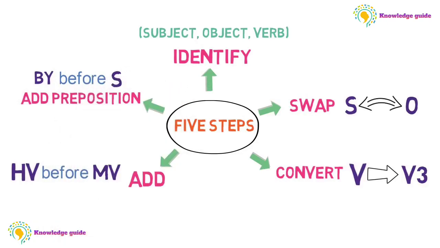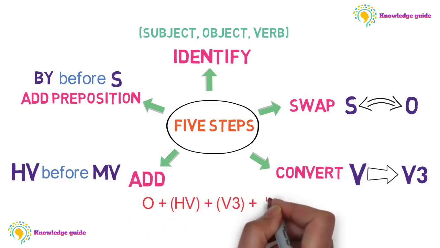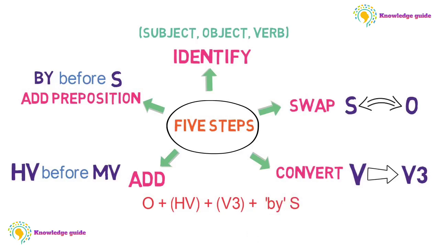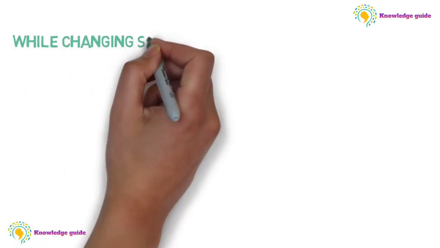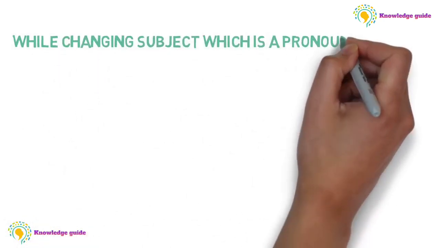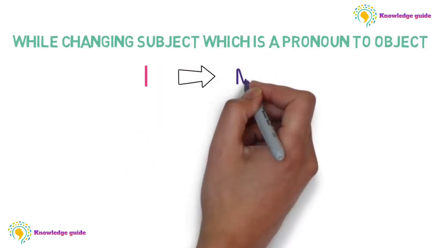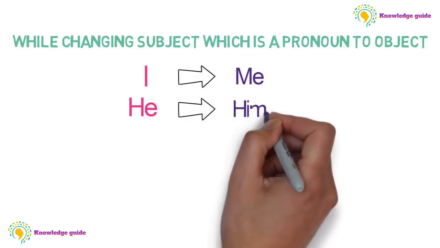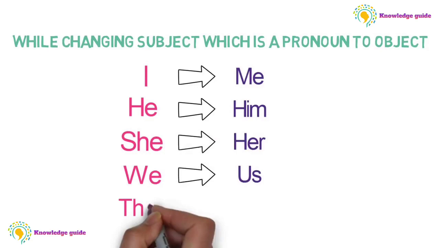Thus, the sentence structure of the passive voice is object plus helping verb plus third form of the verb plus by plus subject. So dear learners, these are the 5 steps that we should take care of. There are 2 main important things that we need to look into in the changes. While changing the subject, which is a pronoun, to the object, the conversion will be like this: I will become me, he becomes him, she becomes her, we become us, they become them.